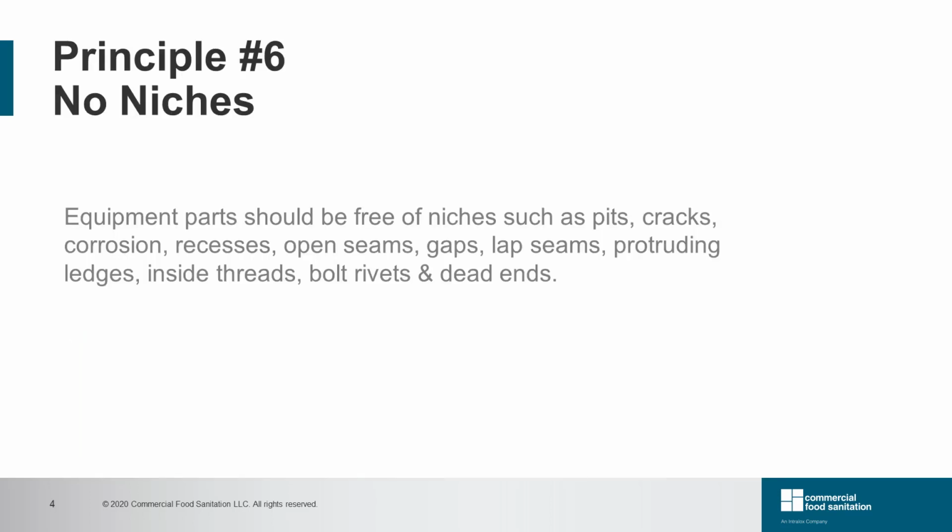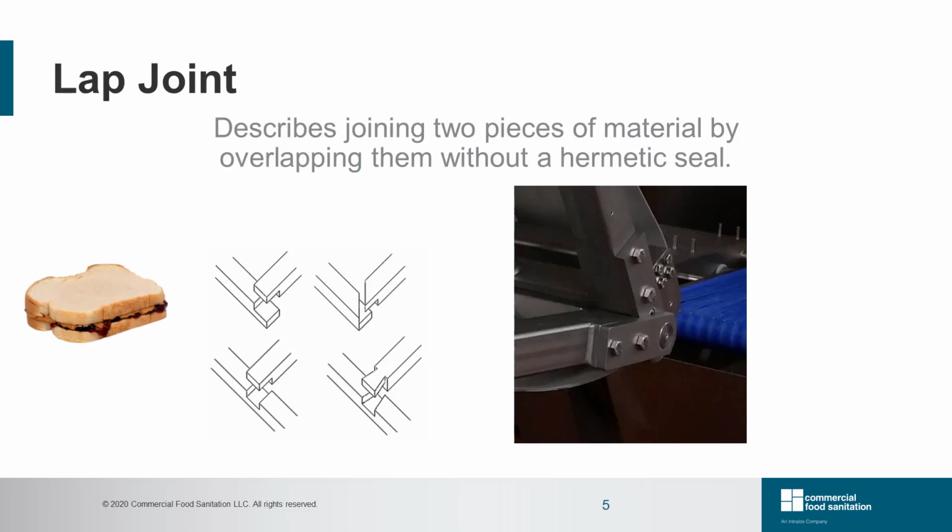One of the more inclusive design principles references niches, which are locations where microbes can reside, propagate, and disperse into other areas, including product contact areas. Niches are difficult to access, making effective cleaning difficult to achieve. These niche areas can include pits, cracks, and corrosion, which may occur gradually, or built-in design gaps, including seams, gaps, lap joints, ledges, threads, bolts, rivets, and dead ends.